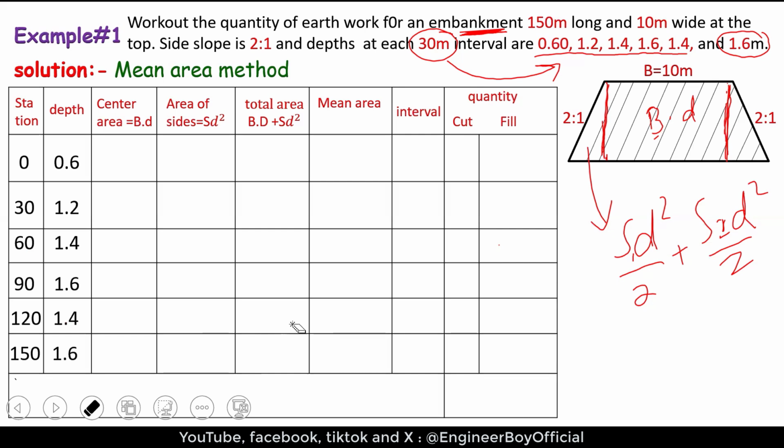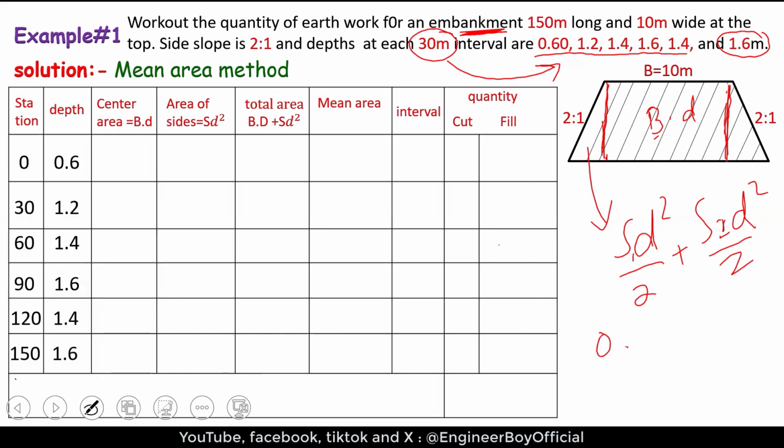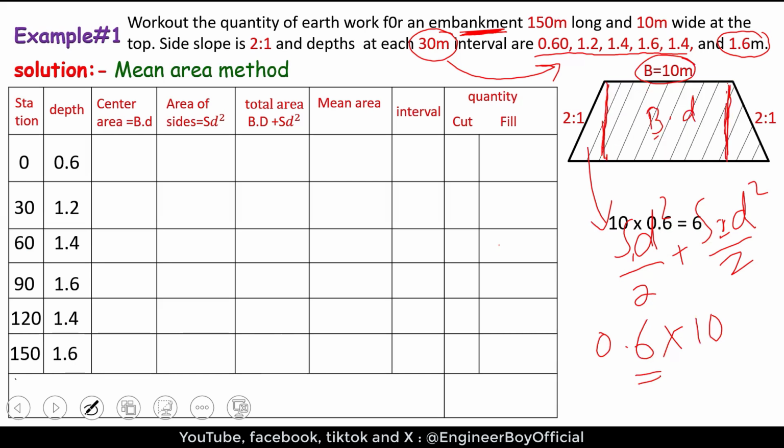Now the central area, we will multiply the depth with the breadth. Let's just consider the first station. Over here, we have 0.6 is the depth, okay? We will just multiply that with the breadth, which is actually 10 meters, okay? The result will be the area of the central portion, okay? But this will be just for the station 0, this red shaded area. Now, as you can see, we have 10 times 0.6. This should be actually 6 square meter.